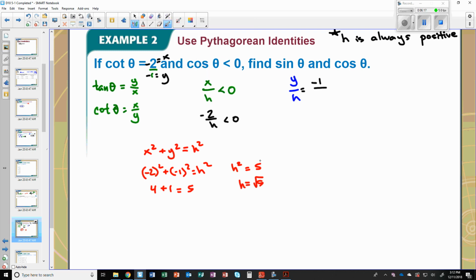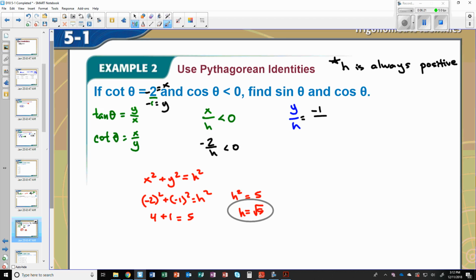I'll just circle this up so that we have it here. That's how we got our h. So we come over here. Sine is y over h, so it's -1 divided by square root of 5. And we do not leave a square root in the denominator. That's just bad math. So the way you get rid of it is you multiply top and bottom by the square root that you have in the denominator. This is technically multiplying by 1 because the square root of 5 divided by square root of 5 is 1. But when I multiply this out, the square root of 5 times square root of 5 is square root of 25.